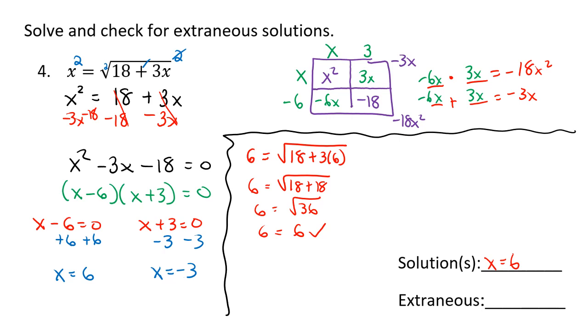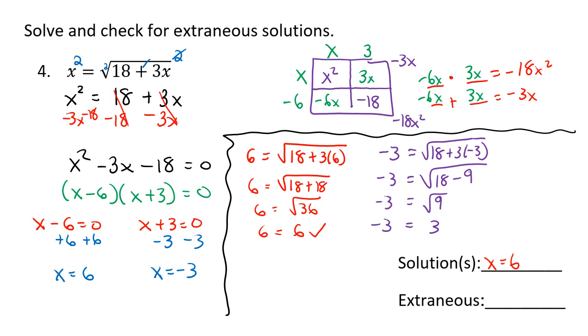We just need to see if the same thing is true about negative 3. So we have negative 3 equals the square root of 18 plus 3 times negative 3. That's going to give us 18 minus 9. 18 take away 9 is 9. The square root of 9 is positive 3. So negative 3 equals 3. That doesn't make any sense. So that means x equals negative 3 is the extraneous.